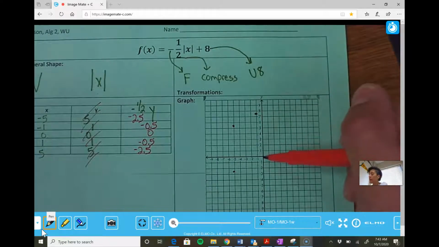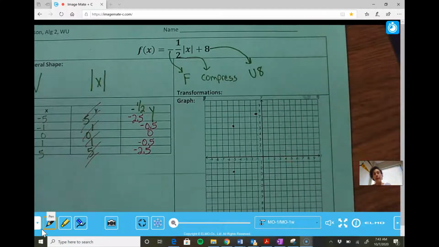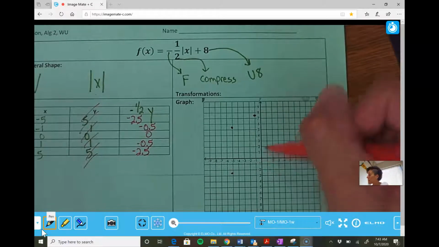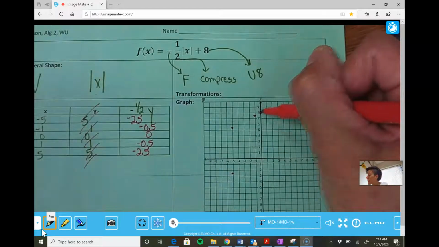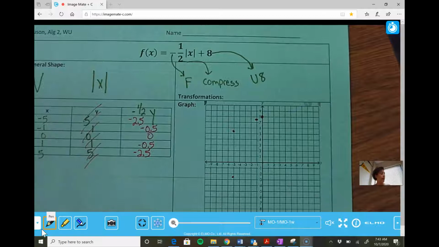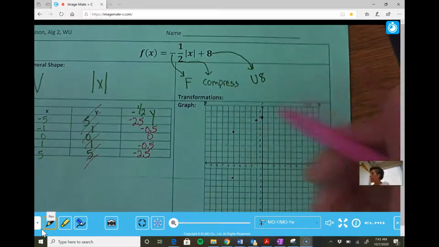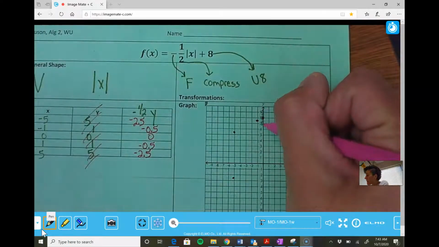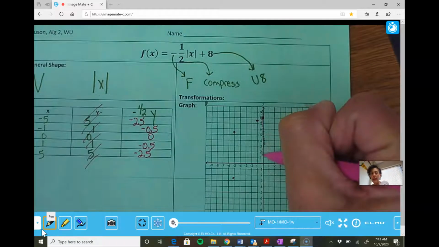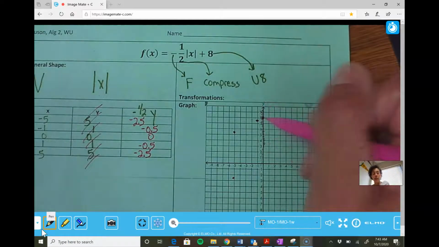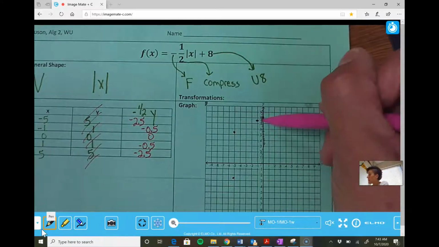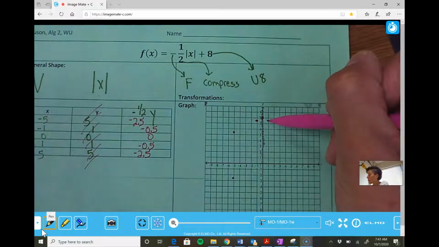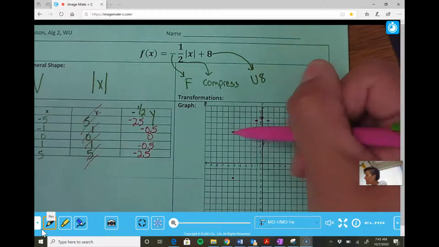And then (0, 0) is the one that doesn't get affected by a flip or a stretch or compress. It's just going to go up 8. And if you want a faster way to graph, again, this shape and our quadratic shape in this chapter have a vertex. And so this vertex is right here, if you can see that. And basically it just cuts your shape in half so it's symmetrical. So this point will have a partner or a mirror point over here, and so will this one.